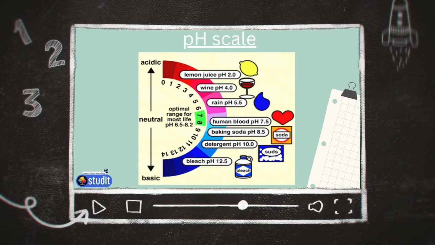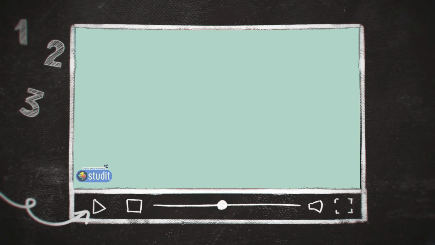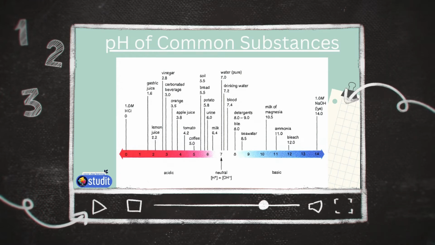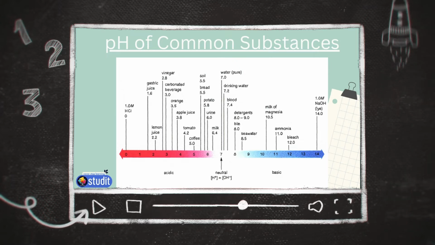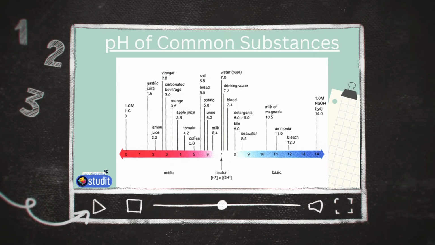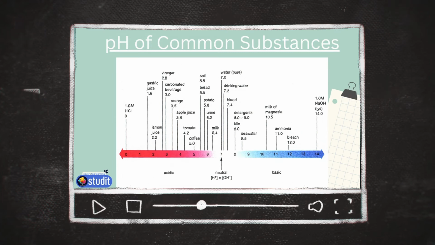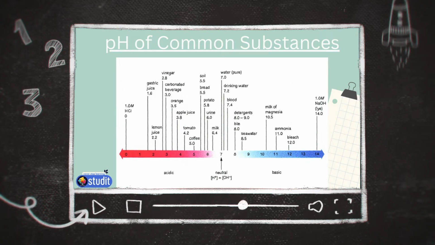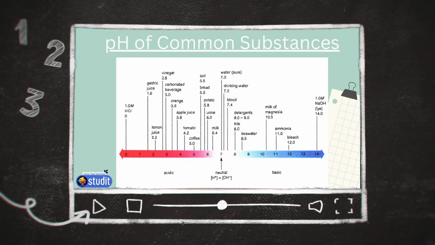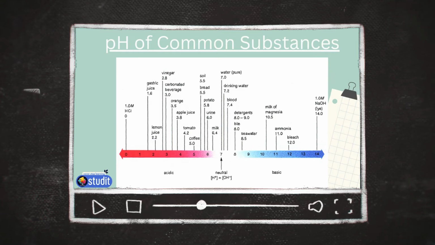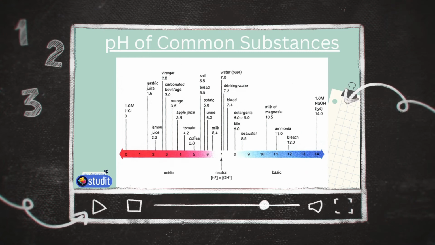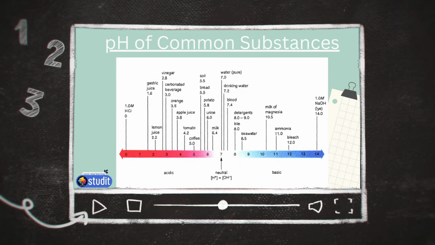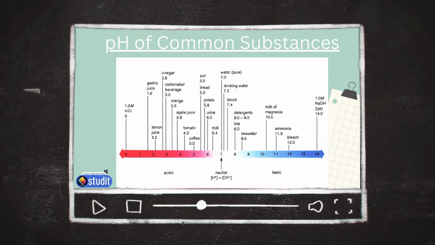Then baking soda has a pH of 8.5. Deodorant has a pH of 10.0. Bleach has a pH of 12.5. Here we can see the pH of different substances: hydrochloric acid has 0 pH. Gastric acid has 1.6. Lemon juice 2.2. Vinegar 2.8. Carbonated beverage 3.0. Orange 3.5. Apple juice 3.8. Tomato 4.2. Coffee 5.0. Soil 5.5. Bread also 5.5. Potato 5.8. Urine 6.0, and milk 6.4. So these products are acidic in nature.